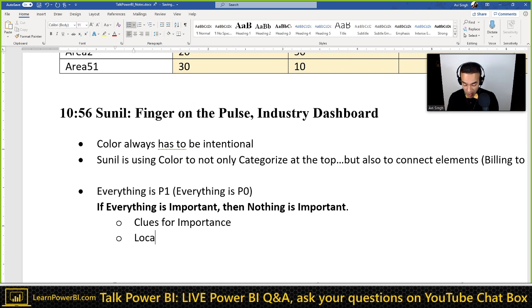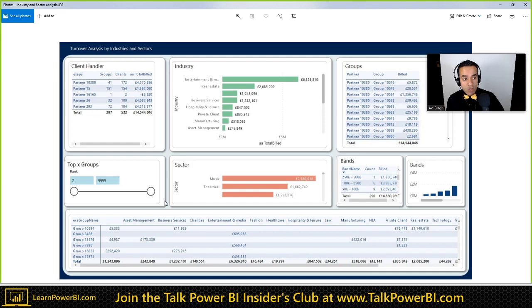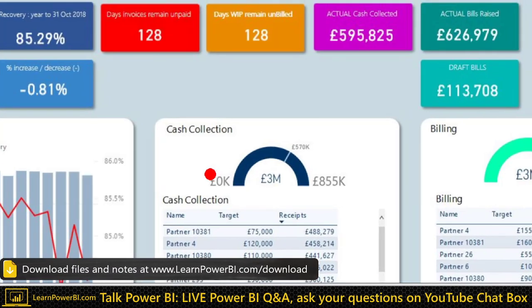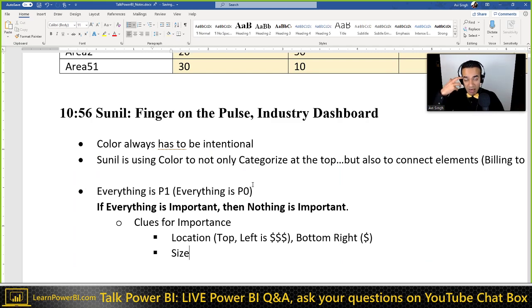Location is a great clue. Top left is valuable. Bottom right is low value, the least value. So location is one. Size is another. In the other graph I was talking about how there's no reason the axis number should be as big as that number. So again, size, dashboard by design, every element by design. Size is important.